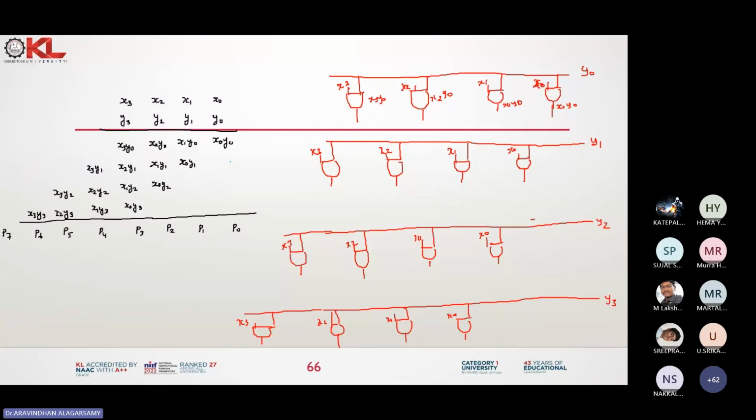Now, what is the x0 y0? X0 y0 is nothing but your product p0. So nothing is there. Let me take output. It is nothing but product, it is nothing but p0. There is no change on that.